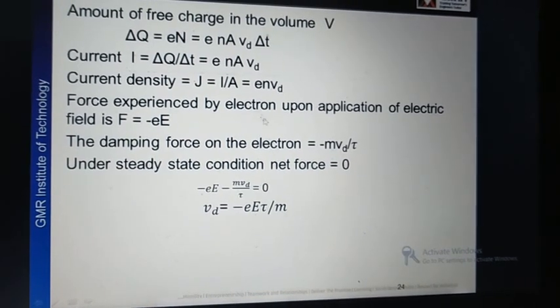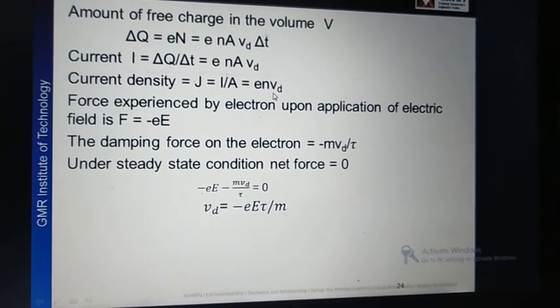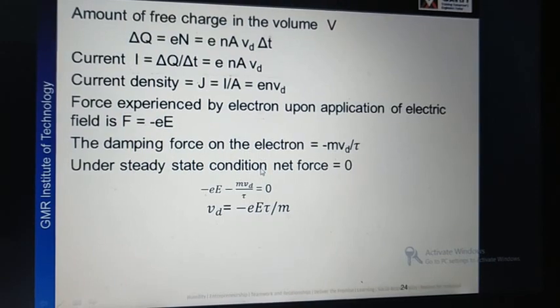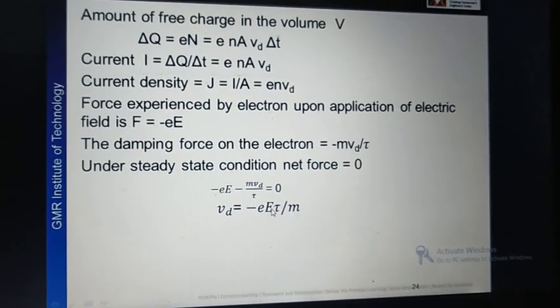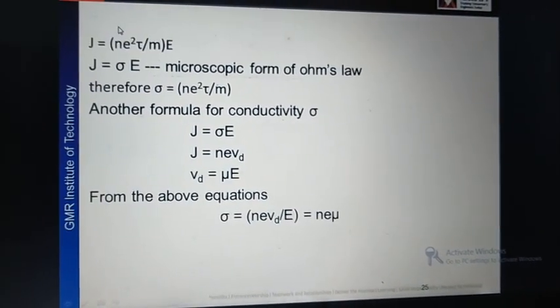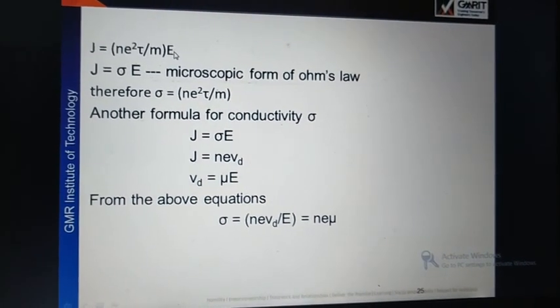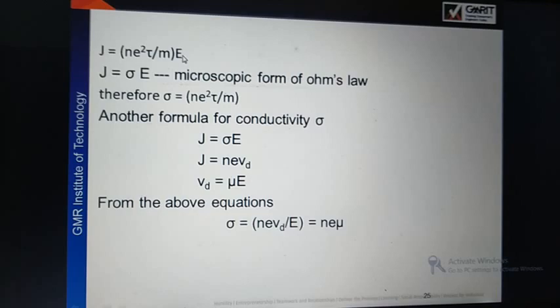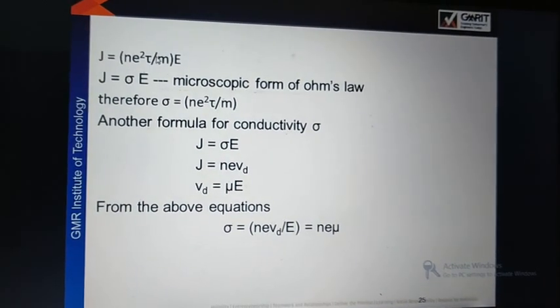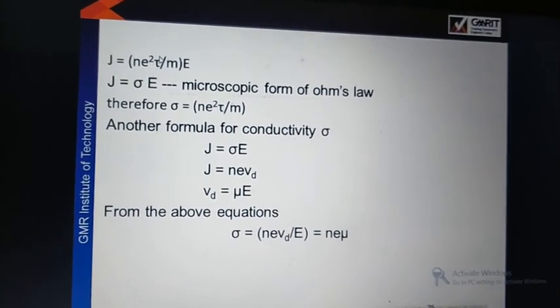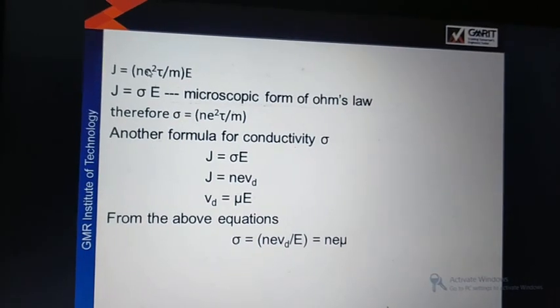Now what is J? J is equal to NeVd. Now if I substitute Vd is equal to minus eE tau by m, I will get J is equal to Ne square tau by m into E. Okay, I got J is equal to Ne square tau by m into E. Here I have neglected the minus sign. You can neglect that, no problem.